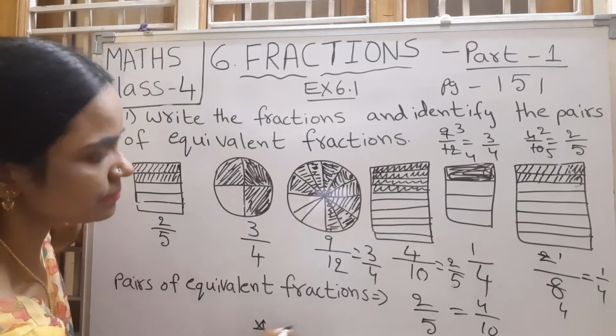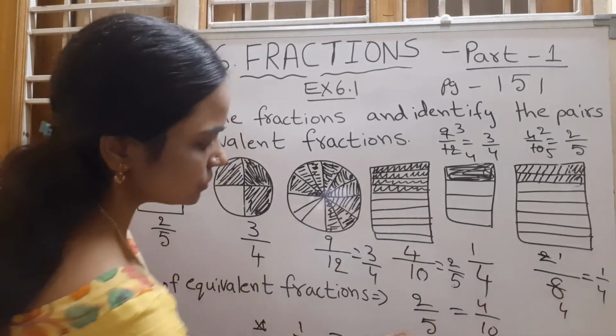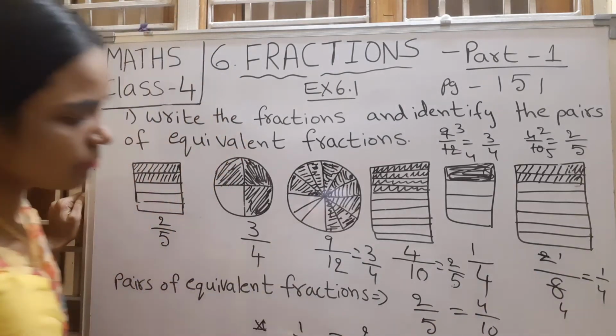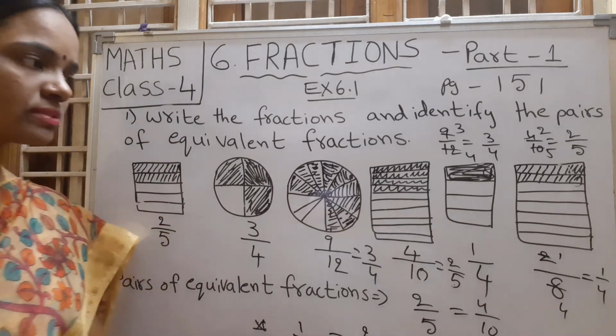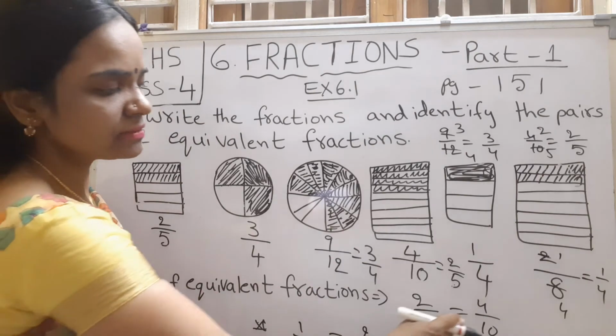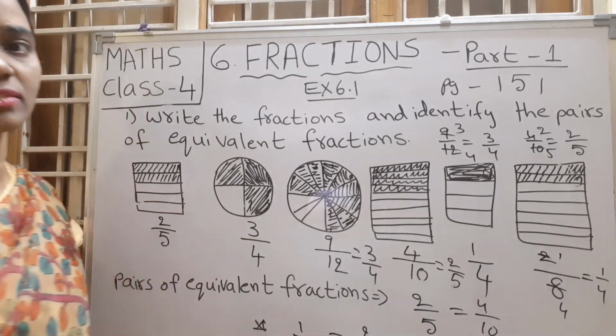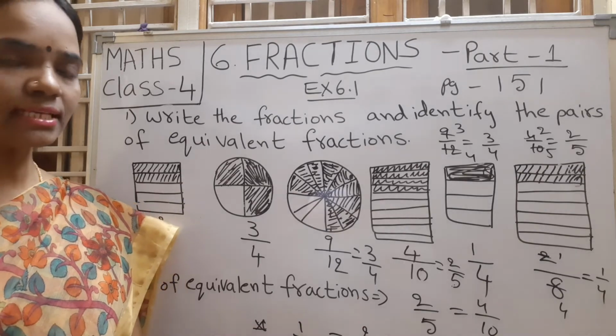Another pair is 1 by 4 is equal to 2 by 8. Both are equivalent fractions, because both fractions have the same value, that is 1 by 4. So we got 2 pairs here. 2 by 5 is equal to 4 by 10 is 1 pair, and 1 by 4 is equal to 2 by 8. So these are the equivalent fractions.